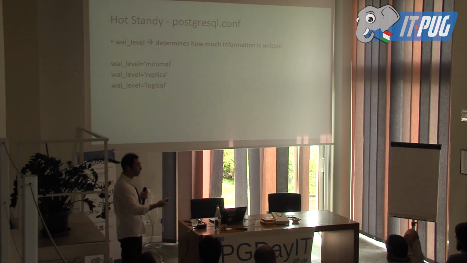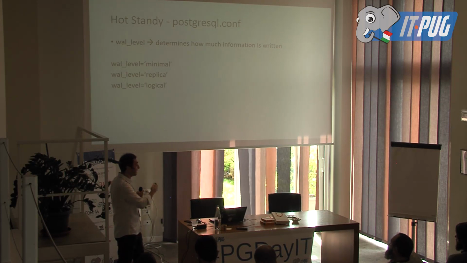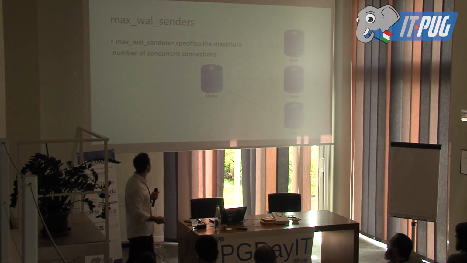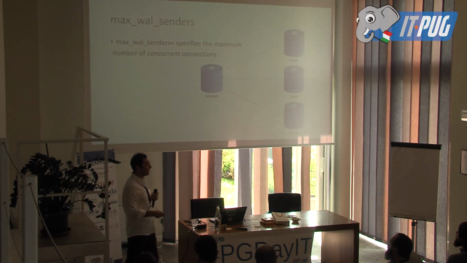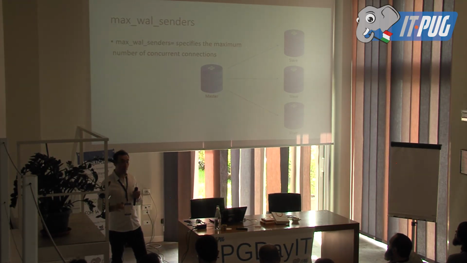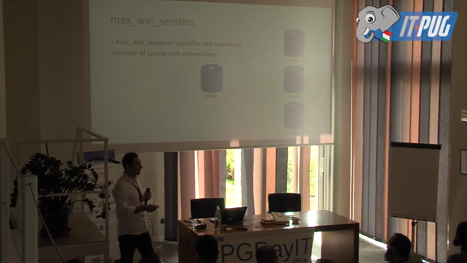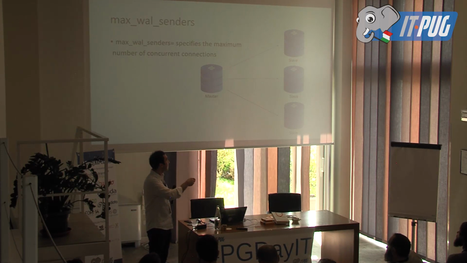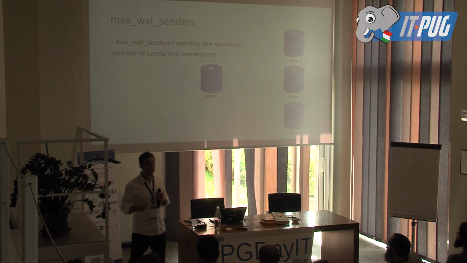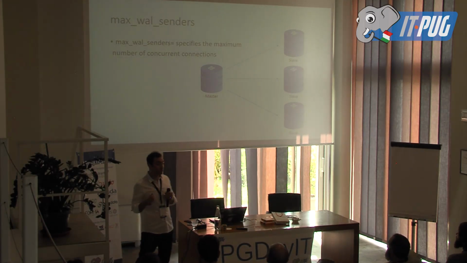If you'd like to do logical replication, I'm going to explain that to you, and you're going to set logical, okay? max_wal_senders is a very easy thing. It decides how many WAL senders are going to run on the master. Briefly, if you have 3 slaves, this value has to be at least 3. If you have 2 slaves, this value has to be 2, okay?